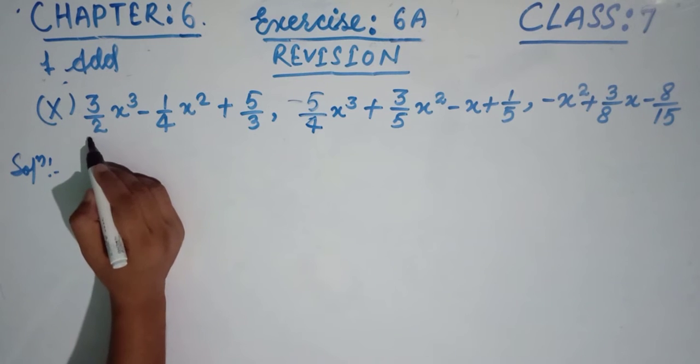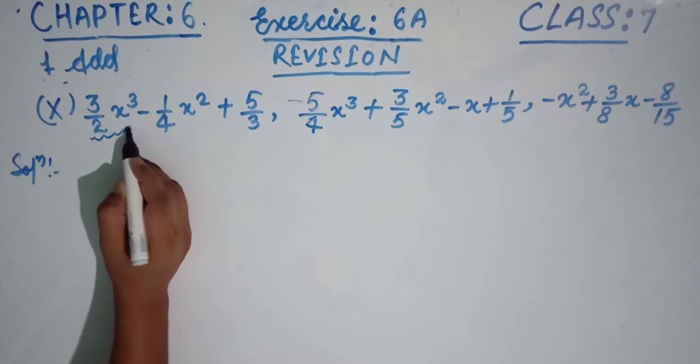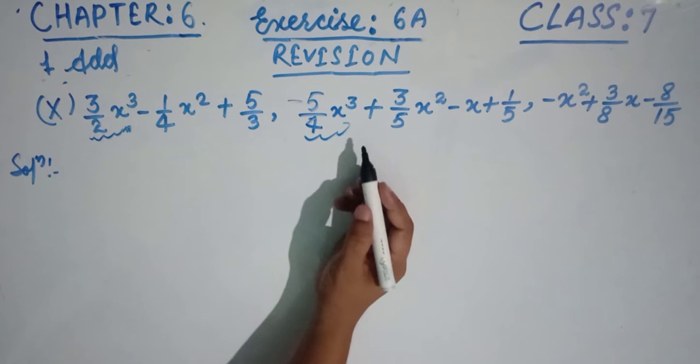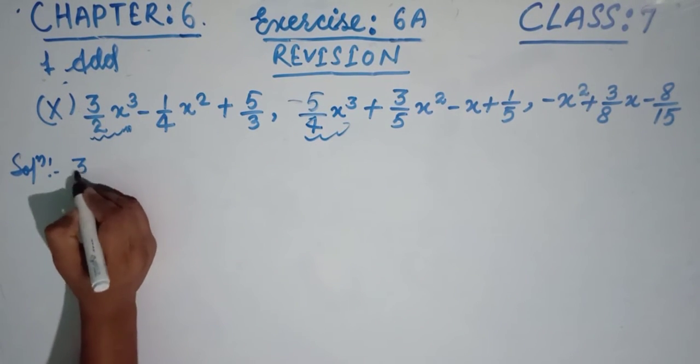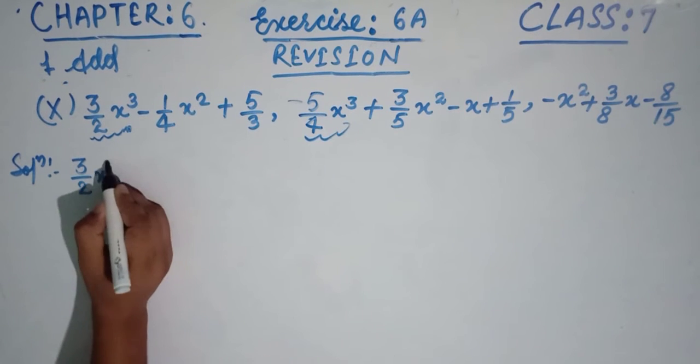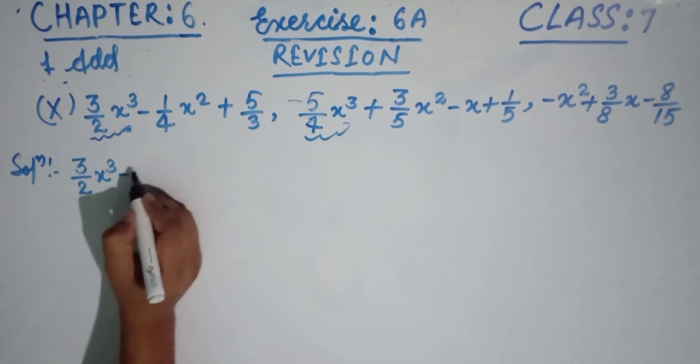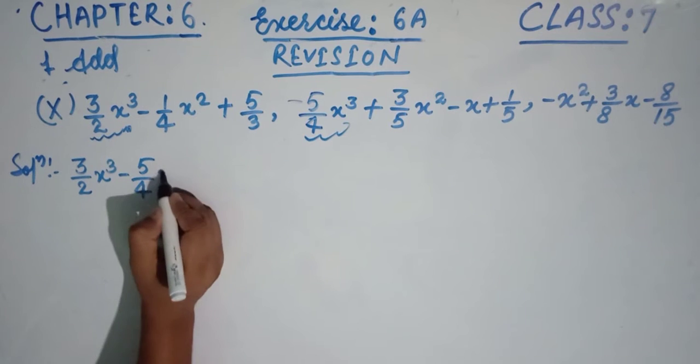First of all, see the like terms. Here is the x cube term, and there is an x cube term here, and there is no other x cube. So write the x cube terms together: 3 by 2 x cube, so this is minus 5 by 4 x cube.